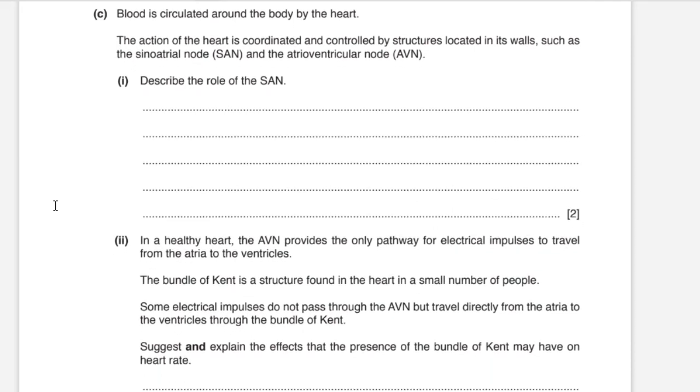C. Blood is circulated around the body by the heart. The action of the heart is coordinated and controlled by the structures located in its walls, such as the sinoatrial node and the atrioventricular node. Describe the role of the sinoatrial node. So it acts as the pacemaker by sending out waves of excitation that initiate the cardiac cycle.